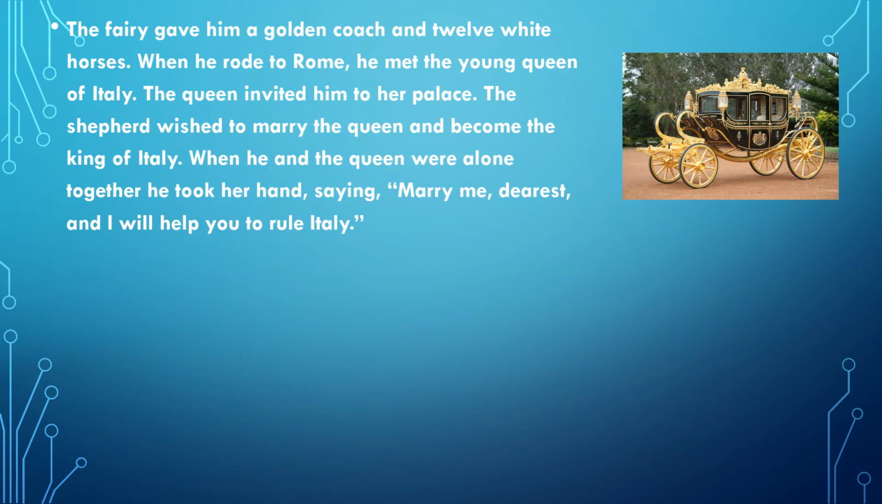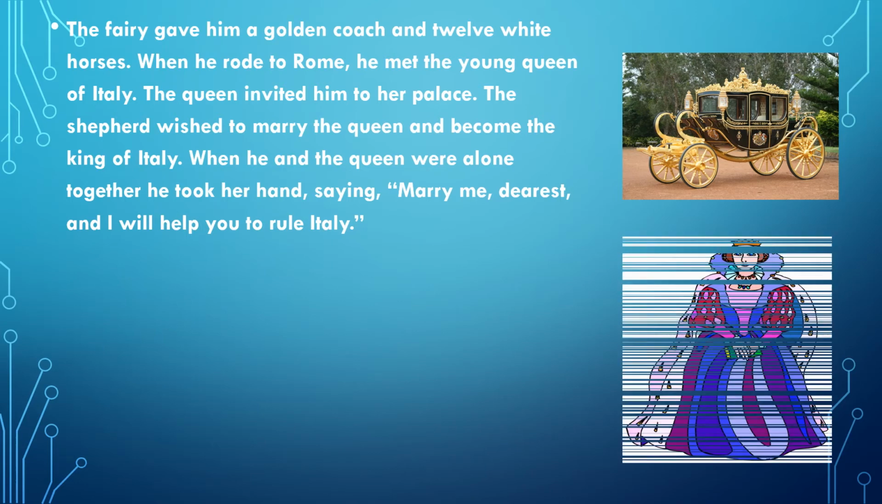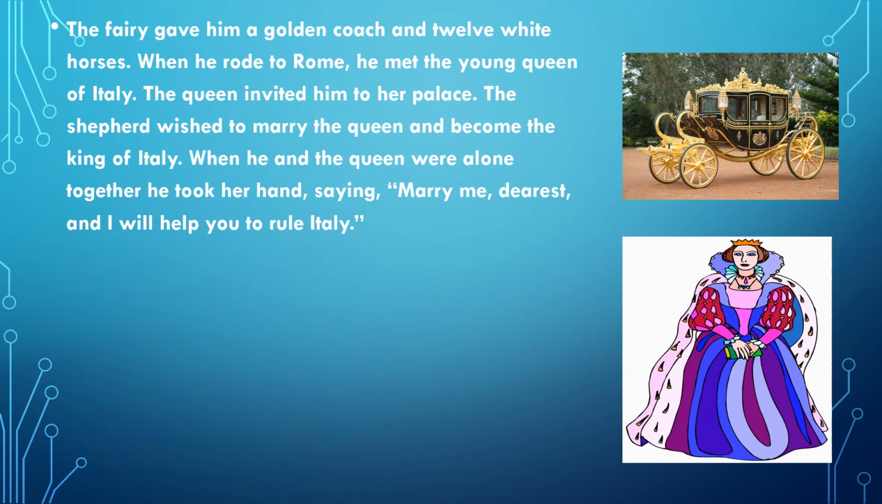The fairy gave him a golden coach and 12 white horses. When he rode to Rome, he met the young Queen of Italy. The Queen invited him to her palace. The shepherd wished to marry the Queen and become the King of Italy. When he and the Queen were alone together, he took her hand, saying, "Marry me, dearest. I will help you to rule Italy."